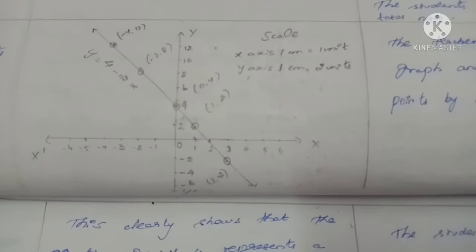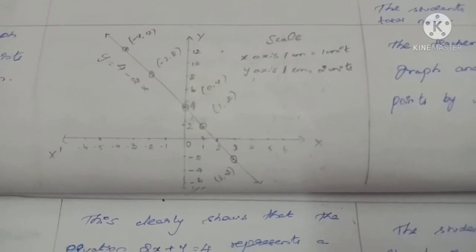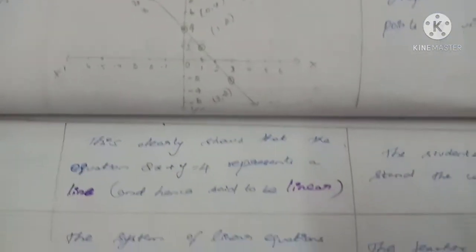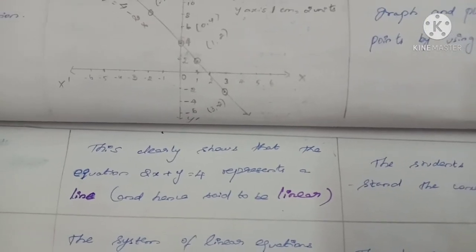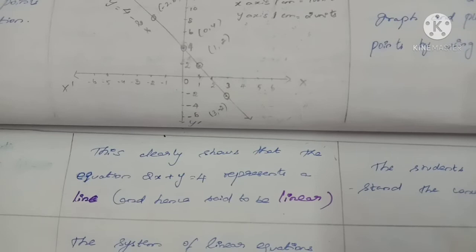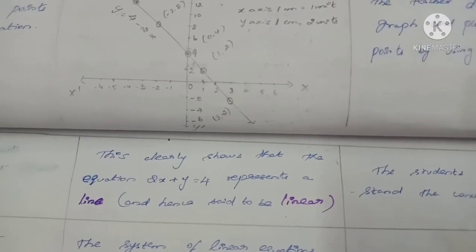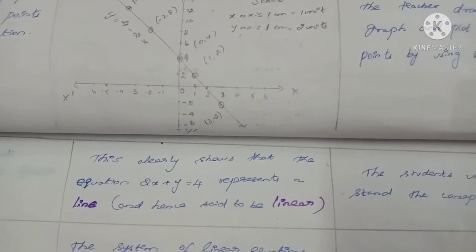Look at here, one more time I am showing the graph. Then at the bottom, this clearly shows that the equation 2x plus y equal to 4 represents a line and hence said to be linear.